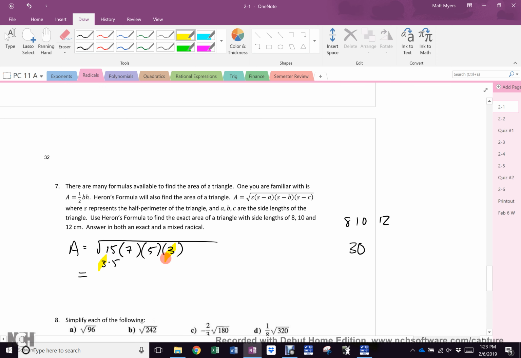There's a group of 2. There's a group of 2, right? So what comes out? A 5 and a 3, and what did I leave under there? 7. So as a radical, it's 15 root 7. That's the mixed radical. As a whole radical, it was 15 times 15, which is 225, times 7 is 1400. 7 times 25 is 175, so 1575.